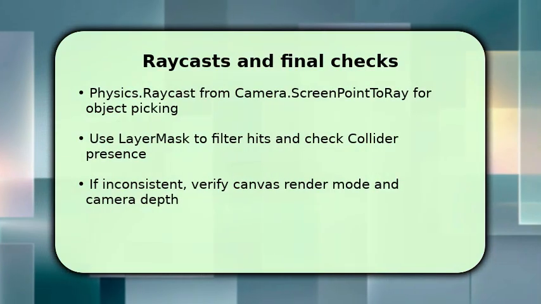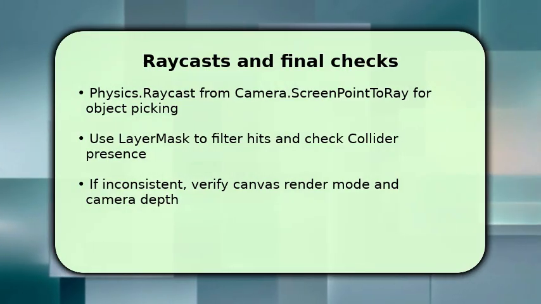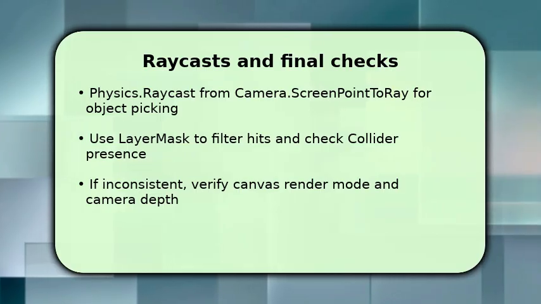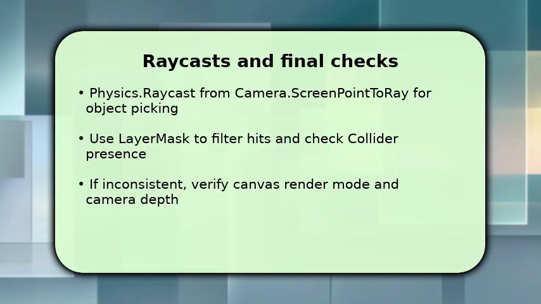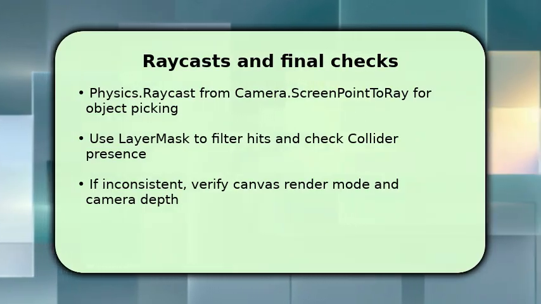Finally, choose interaction technique. For precise object picking, create a ray via camera.ScreenPointToRay(Input.mousePosition) and perform Physics.Raycast with a layer mask to filter targets. For 2D, use Physics2D.Raycast with the converted world point. Make sure colliders and layers are set correctly, otherwise you get no hits.